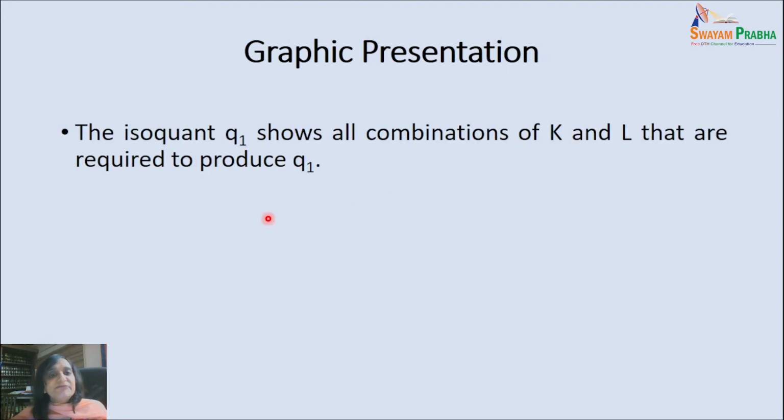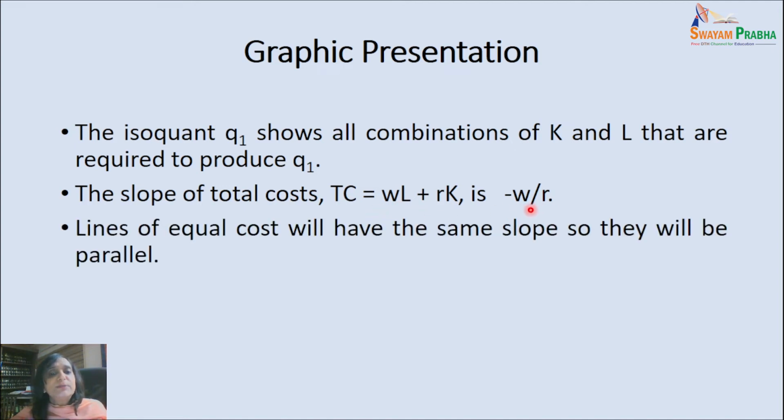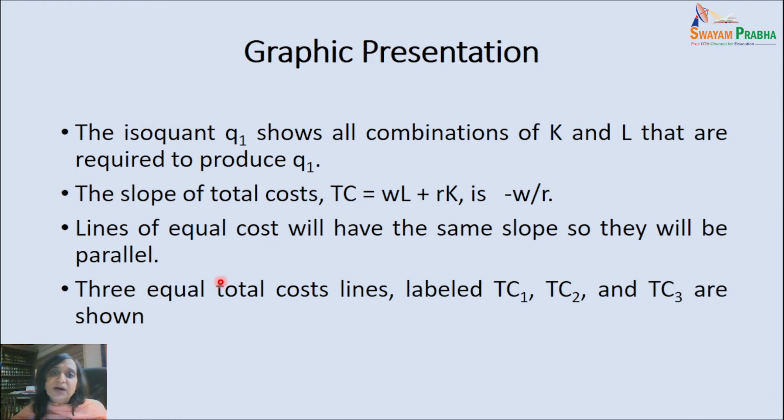Let us see the graphical representation of this. Let us say we want to produce Q1 units of output given by this isoquant Q1. The isocost, or total cost, is given by the equation W into L plus R into K. The slope is W by R. As we have just said, the point of tangency between isocost and isoquant will give you your equilibrium. Now, what has been given to you? You need to produce Q1 level of output, so this isoquant is given to you.